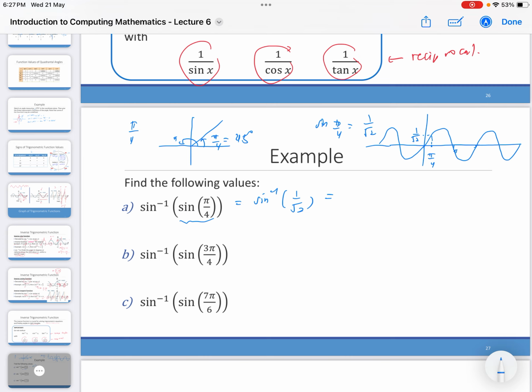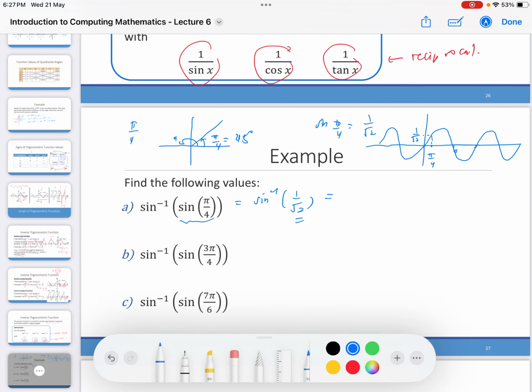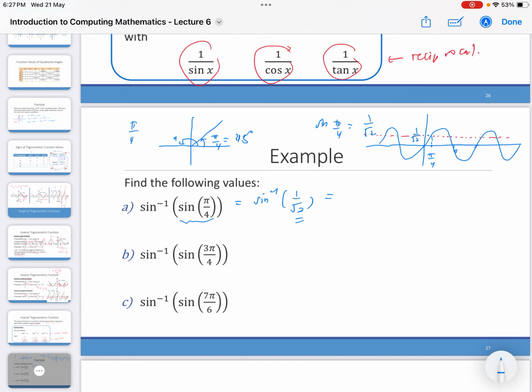Now we want sine inverse of 1 over root 2. Basically we want to find the angle that gives sine equal to 1 over root 2. Since the range is not given, we want everything, every angle that gives sine equal to 1 over root 2.